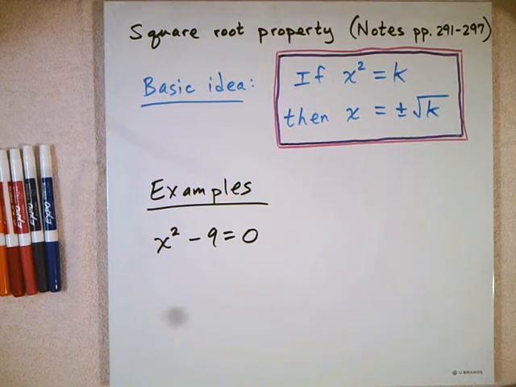It would not be difficult to do. It's a difference of 2 squares. It'd factor pretty quickly, and you'd be done very quickly. What about the square root property? It's just as fast and just as easy, maybe even more so. How do you do it?